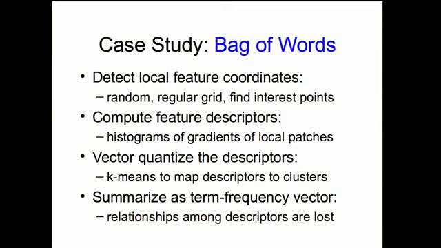The typical sequence of events in computing a bag of words is you start with some set of coordinates for a set of points. Those could be selected randomly. They could be generated from a regular grid, but more often than not, they correspond to the extrema or the interest points generated by an appropriate saliency operator.